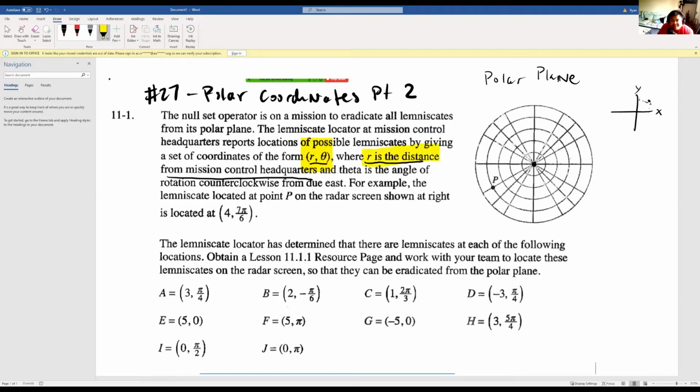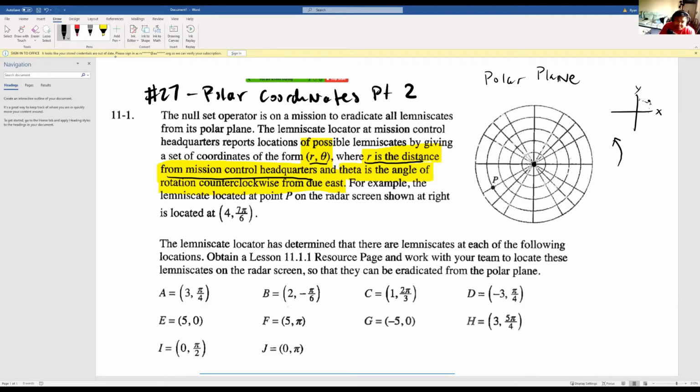Hey, look at that. r is the distance from mission control headquarters, in other words, the distance from the origin. And theta is the angle of rotation clockwise from due east. Essentially, the angle represents rotating from standard position. They say due east, but that basically means standard position, rotating this way by how much we rotate.